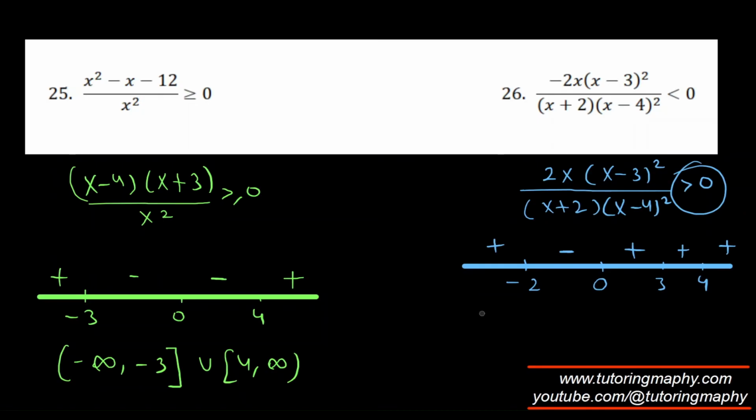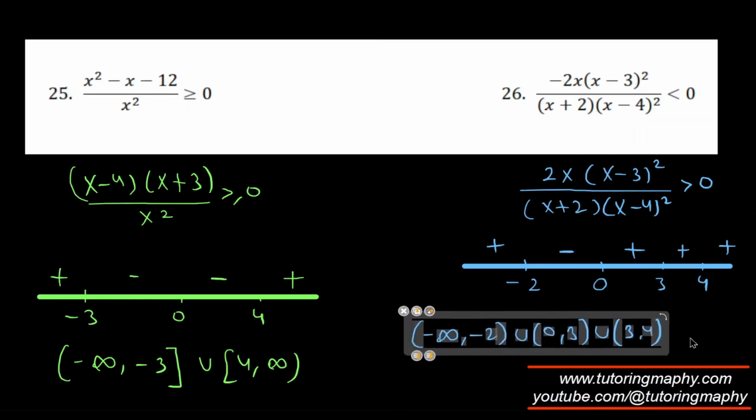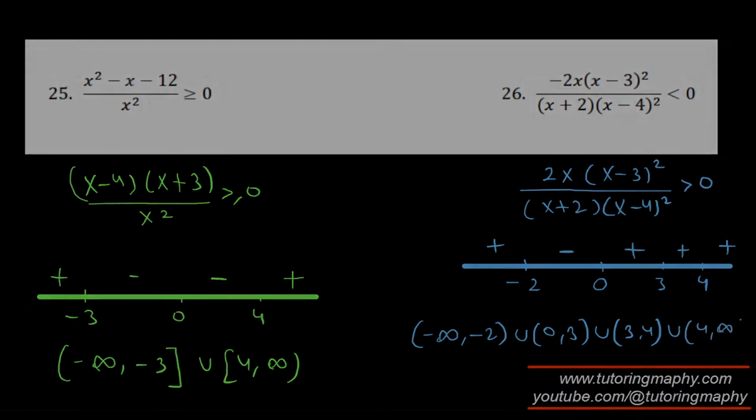I need greater than 0, so it should be negative infinity to negative 2, union 0 to 3, union 3 to 4, and union 4 to infinity. It's very important to separate that at 3 and 4 because equal to 0 is not allowed.